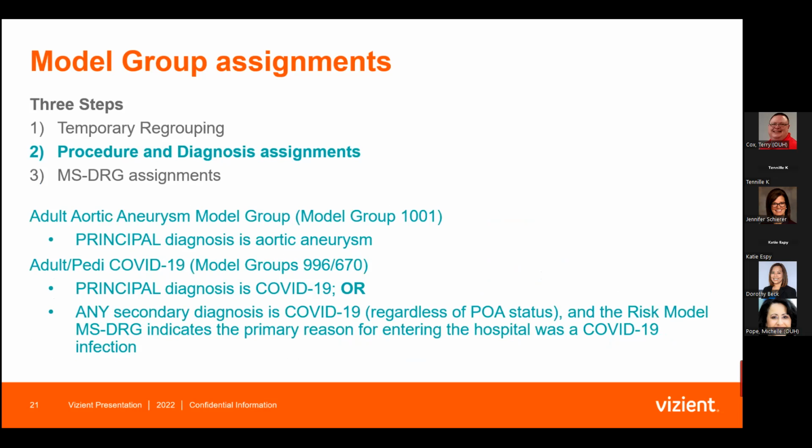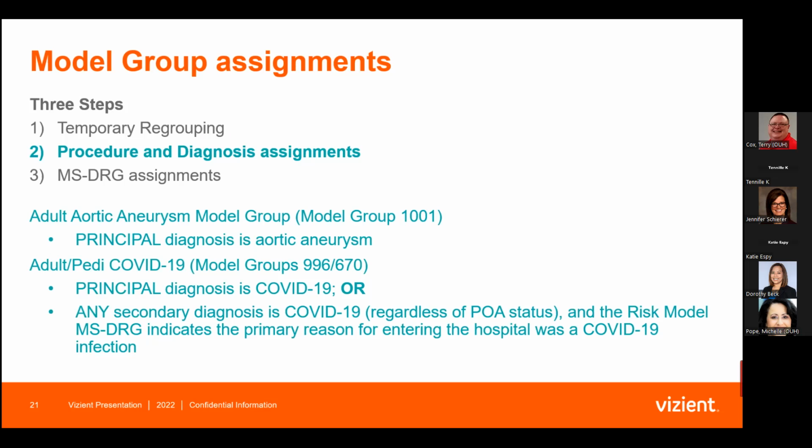Another common example is our COVID-19 model groups for both adults and pediatrics. Again, we're looking at the principal diagnosis of COVID-19. If it's not the principal diagnosis, we look at the secondary diagnosis. Then we look at whether their risk model MSDRG indicates that their primary reason for coming into the hospital was a COVID-19 infection. So that's another caveat there.